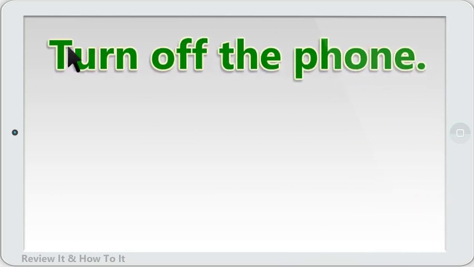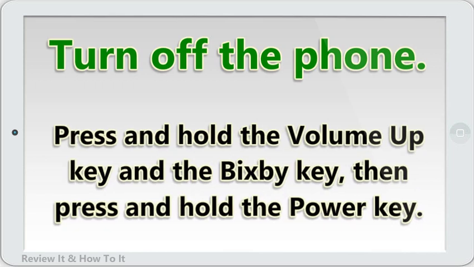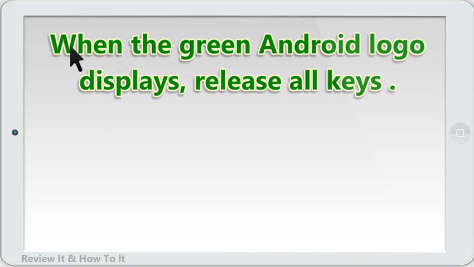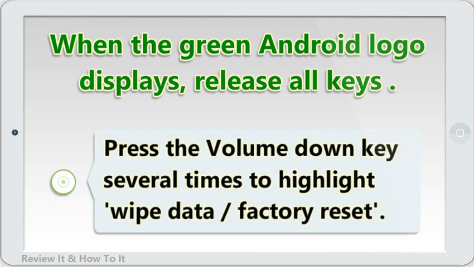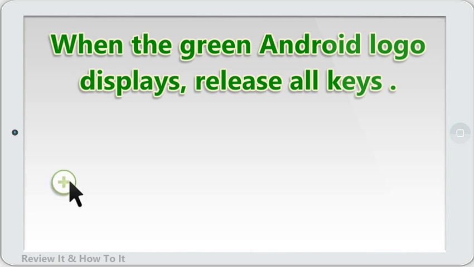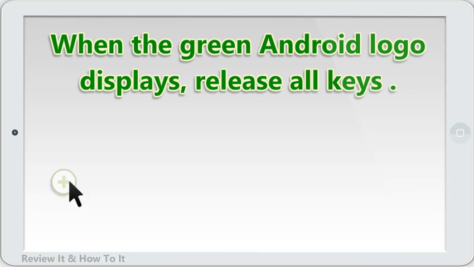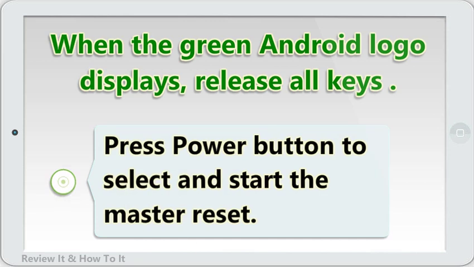Turn off the phone. Press and hold the volume up key and the Bixby key, then press and hold the power key. When the green Android logo displays, release all keys. Press the volume down key several times to highlight wipe data, factory reset. Press power button to select. Press the volume down key until yes, delete all user data is highlighted. Press power button to select and start the master reset.